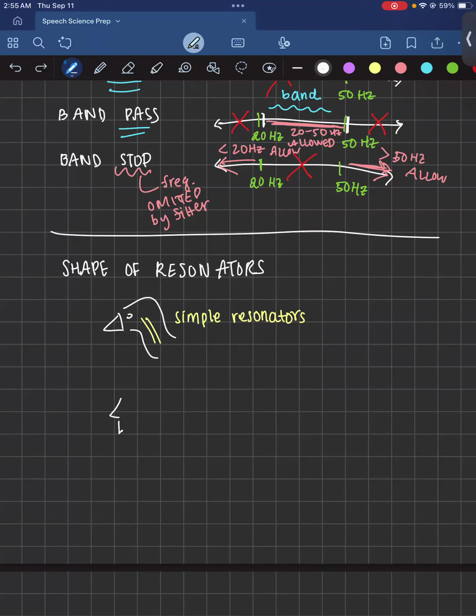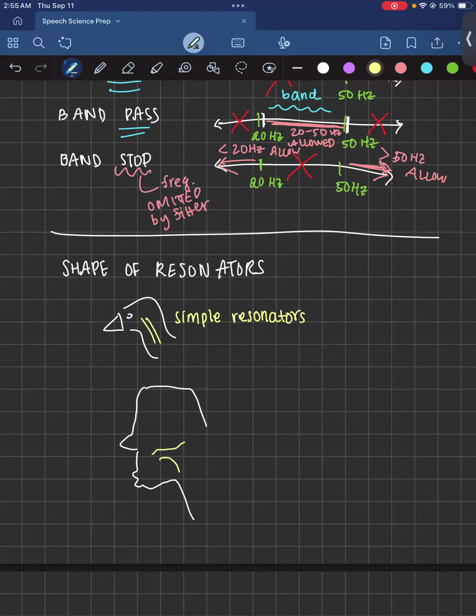Oh, I don't know how to draw a human, but just pretend that that's a human. Oh no, this looks so bad. I don't know what I'm gonna do. I'm trying to draw like a side profile. Just pretend that's a human.